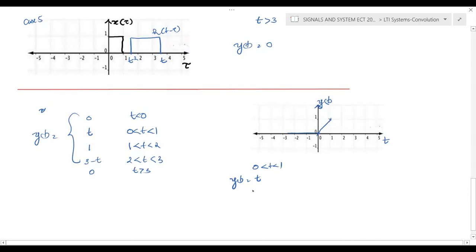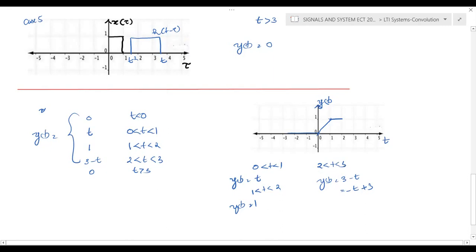And the second case, for 1 less than t less than 2, this y of t magnitude is 1. So for this duration 1 to 2, the signal amplitude is 1. And for the duration 2 less than t less than 3, y of t is equal to 3 minus t. Again, it's a straight line with negative slope. So you can draw the waveform like this.